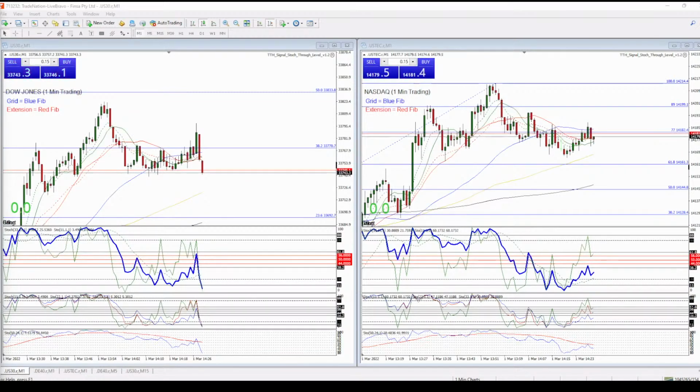A couple of seconds until opening. Might get a little bit volatile at the moment, so I'm just going to wait for at least the first 5-minute candle to give us some sort of a direction after opening, because we are very consolidated on the 1 minute. Dow pushing down, we have opened.